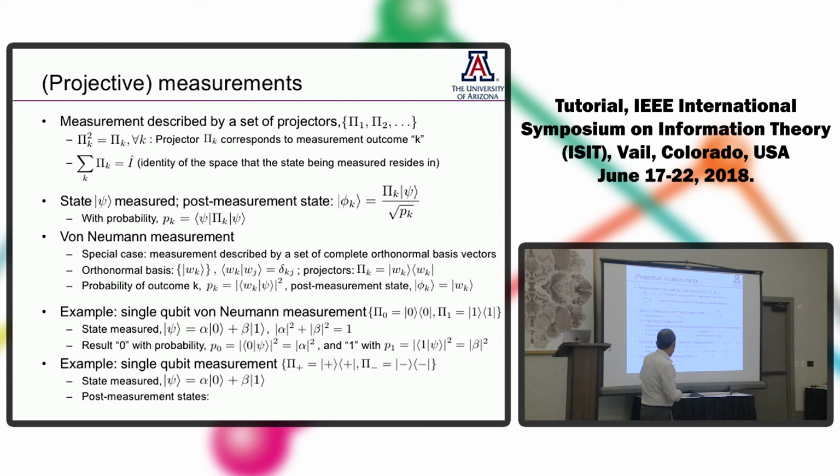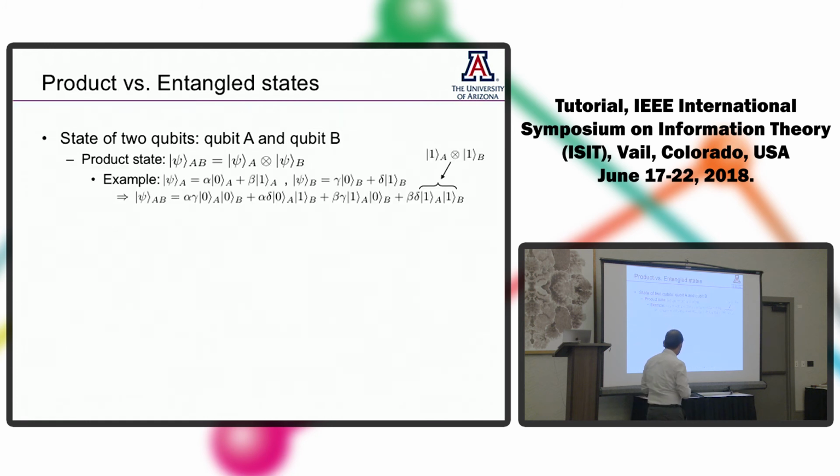Now, I could do the same in another basis. For instance, I could do a projective measurement in the plus-minus basis. In this case, again, as a result of the measurement, my state is going to collapse to either the plus state or the minus state, but this time these two outcomes will happen with probability magnitude gamma square and magnitude delta square respectively. So depending upon how I rotate my measurement, the measurement results will change and the outcome probabilities will change.